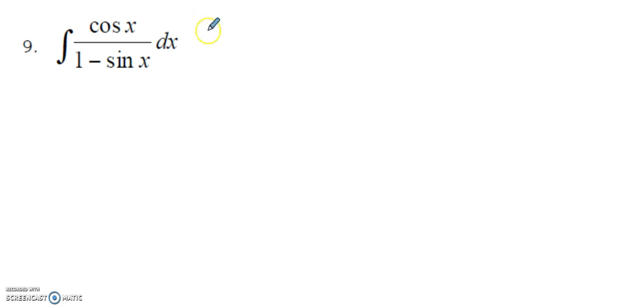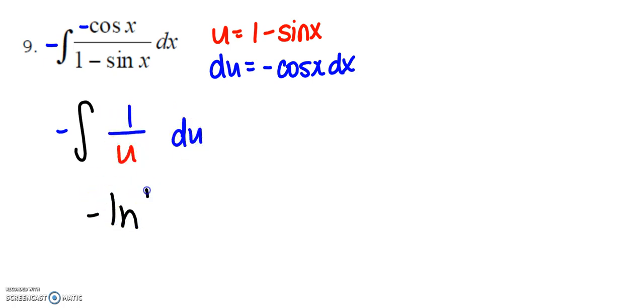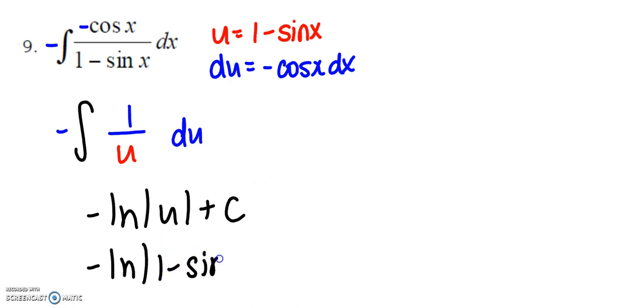So u being on the bottom would be u equals 1 minus sine of x, which means that du is just equal to negative cosine of x dx. So when I go through and I replace everything, I have to adjust by the negative sign for the dx. So this will be negative du, and this will now be 1 over u. Oh, that's not so bad. Negative natural log of the absolute value of u plus c, which is really negative natural log of 1 minus sine x plus c.